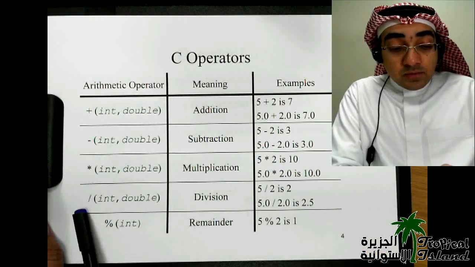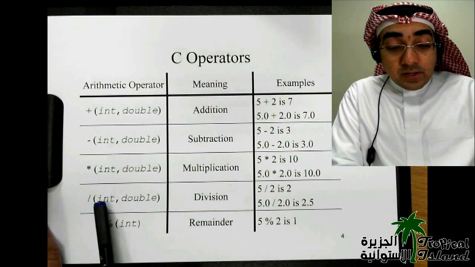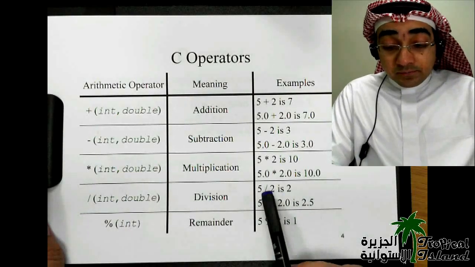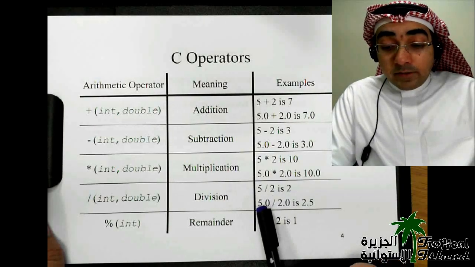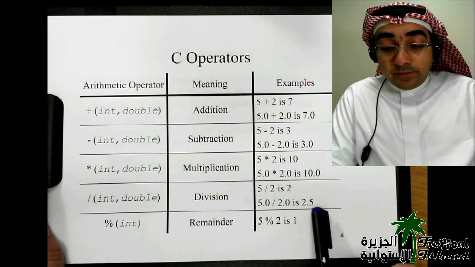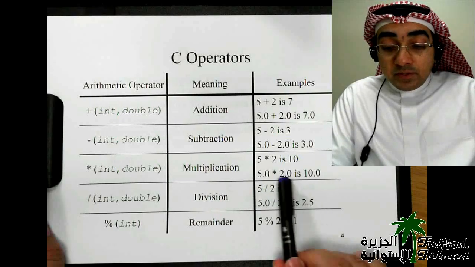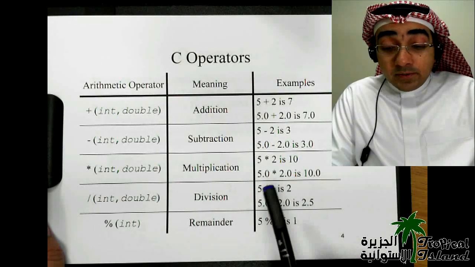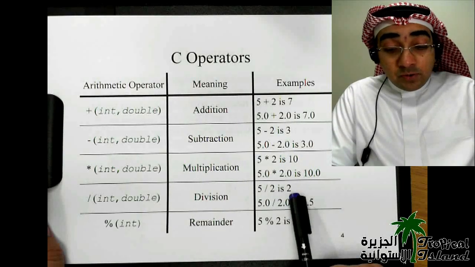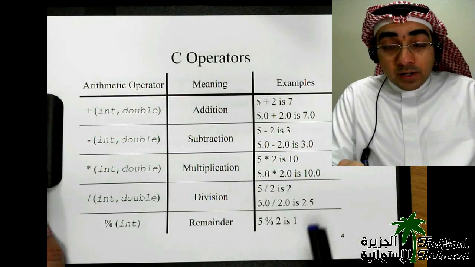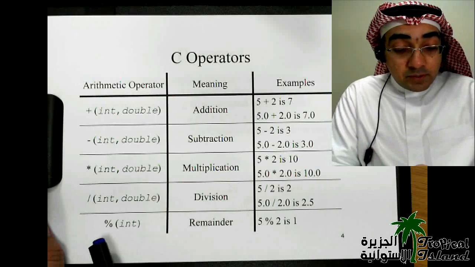And then the division, which is denoted by the slash sign, for integer and double. For integers, 5 divided by 2 is 2, and 5.0 divided by 2.0 is 2.5. In an integer division, please note that there is no decimal point, so you only give the whole part out. So 5 divided by 2 is 2, and you disregard anything after the decimal point.